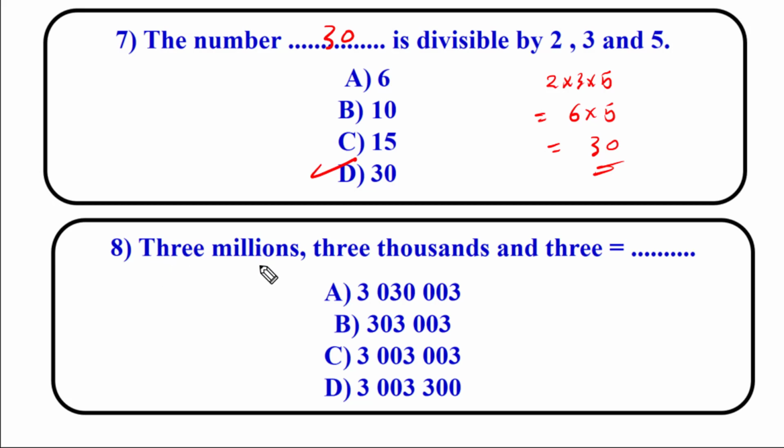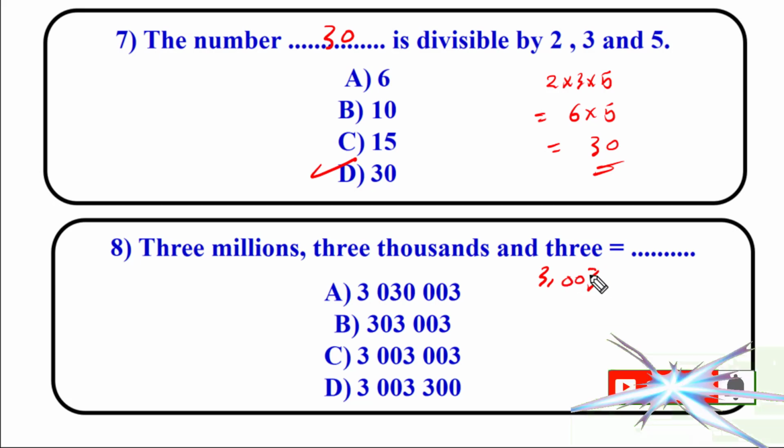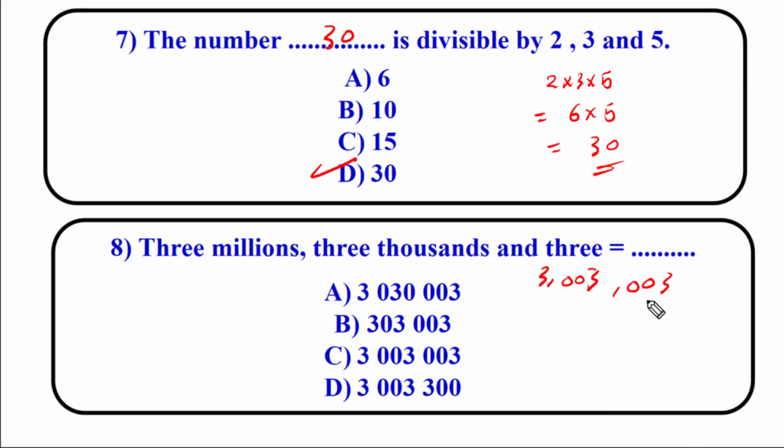Next, 3 millions, 3 thousands and 3. Now we have millions, so we have a 7-digit number. We can write this number as 3 million and 3,000. We have 00 in the 10,000 and 100,000 places. We have 3 in the ones place and 00 in the tens and hundreds places. So the correct answer here is C, and you can read each number to find this number.